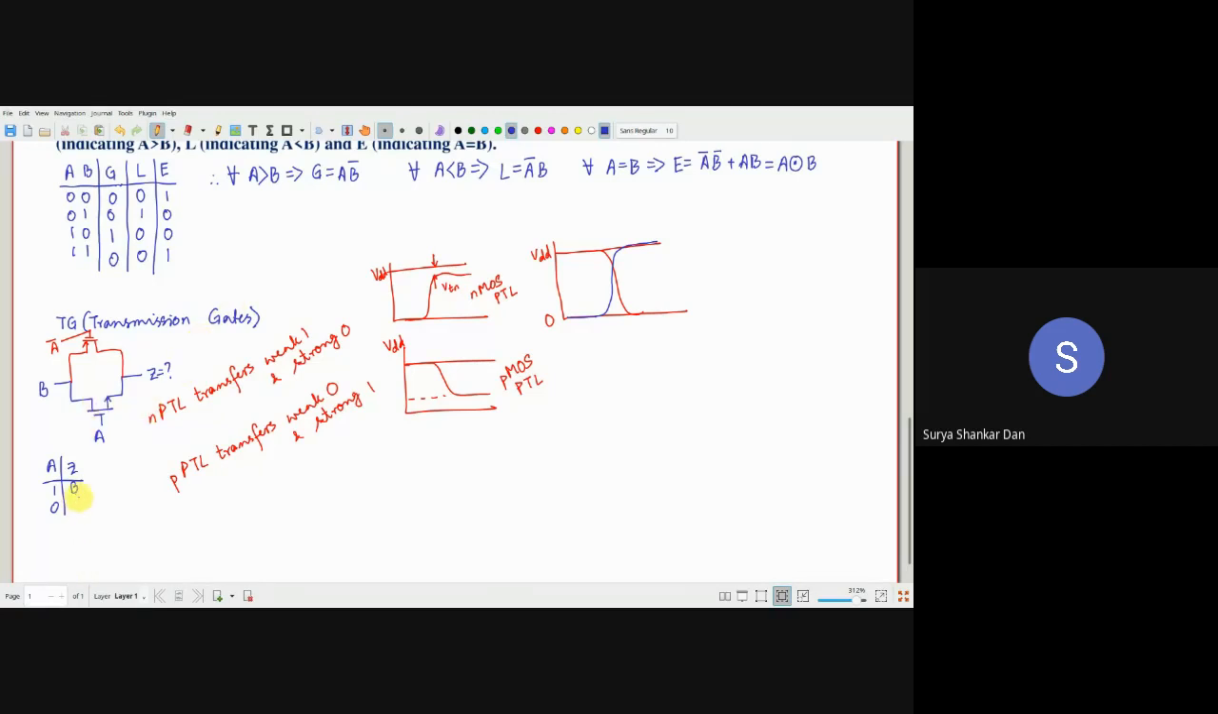Similarly, here what is the value of Z? It will simply not work. यहाँ पर आप X भी लिख सकते हो. X means don't care. या फिर in fact Z भी लिख सकते हो, high impedance. या फिर if you are measuring the voltage, you will get B. So, but this is a Z.